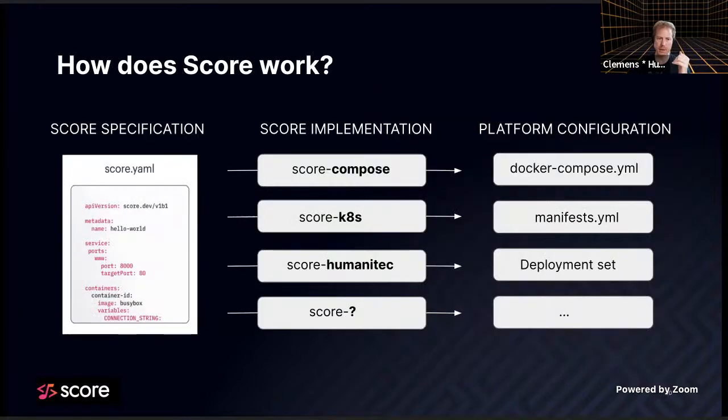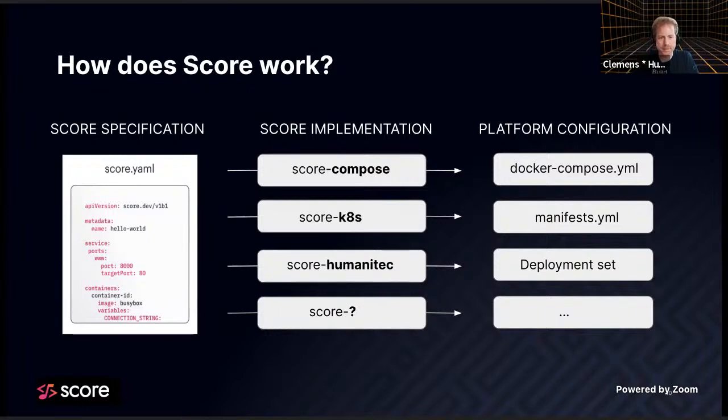Yeah. And as such, Score is part specification, the YAML file you've seen, part implementation, and there are a few reference implementations out there, like Score Compose, which can translate the same Score file into a Docker Compose YAML, Score Kate, which translates it into Kubernetes manifests, or Score Humanitec, which translates it into a deployment set that can be ingested by the orchestrator. And hopefully there are soon quite a lot more implementations which allow to translate the Score file into your favorite target platform's format.